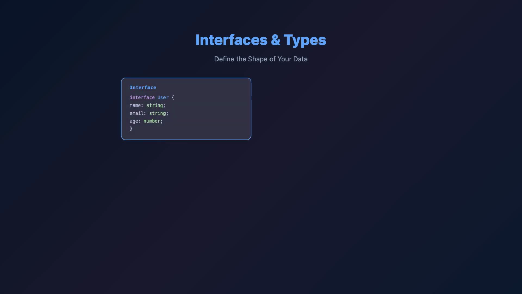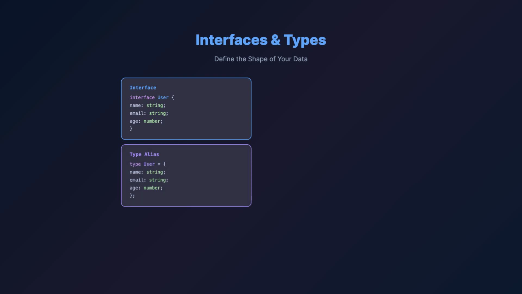Interfaces define the shape of an object. interface User { name: string; email: string; age: number; }. Now any object declared as User must have exactly those properties with those types. Miss a property, TypeScript catches it. Add an extra one inline, TypeScript catches that too.